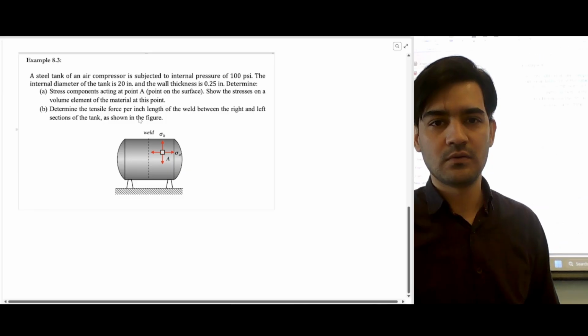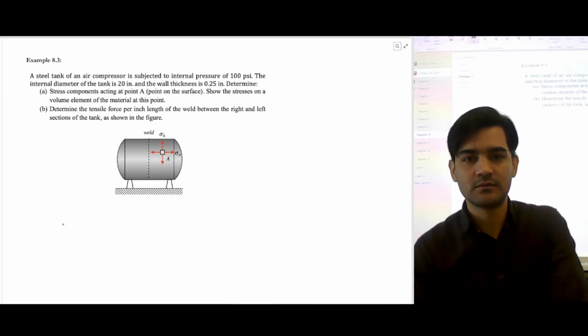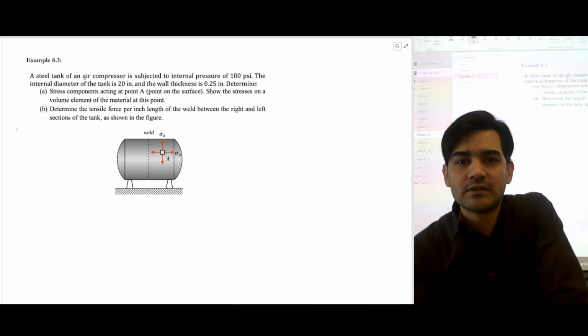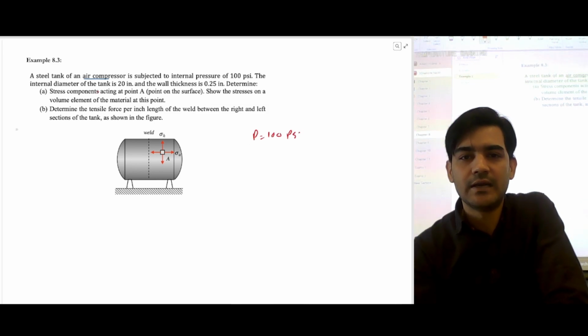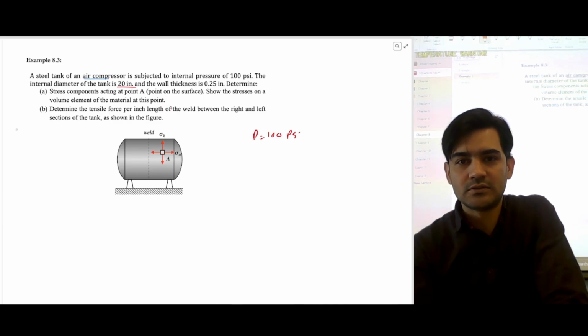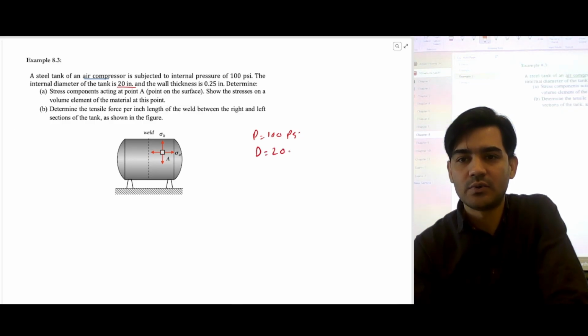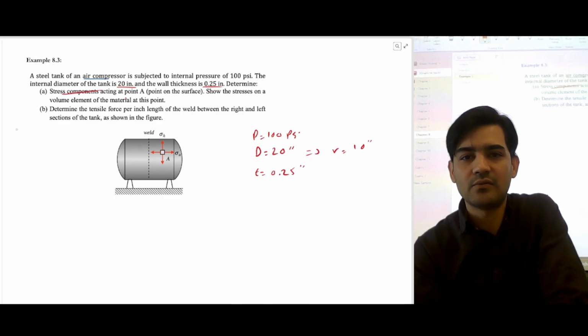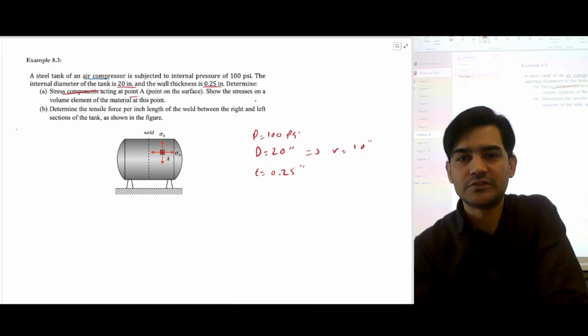So this is the air compressor. It has an internal pressure. So our P is 100 psi, and the internal diameter of the tank is 20 inches. So diameter is 20 inches, so radius would be 10 inches, and the thickness T is 0.25 inches, right? So we have to calculate stresses at point A.